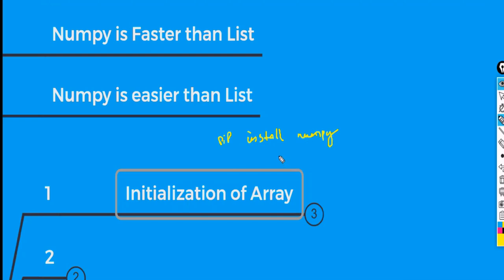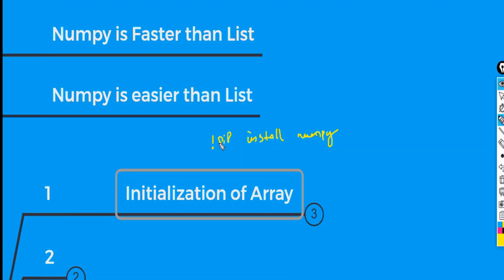If you are using Google Colab and this line is not properly getting executed, then simply add an exclamation mark in front of that line. It will automatically start executing.